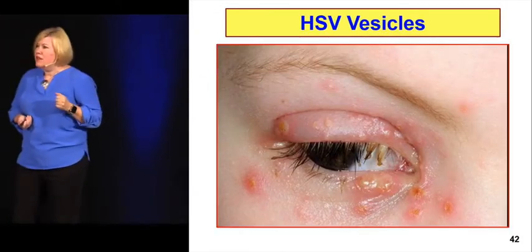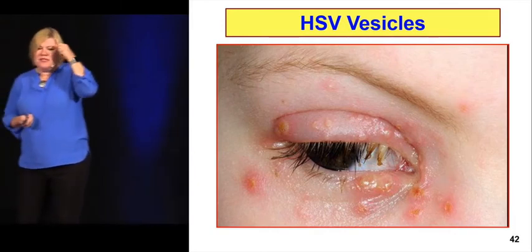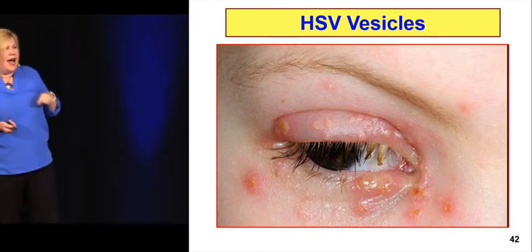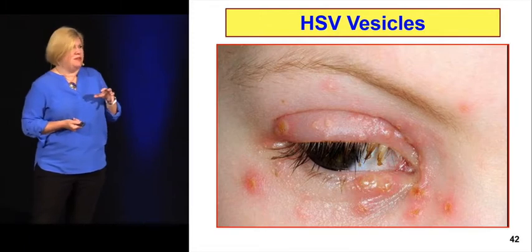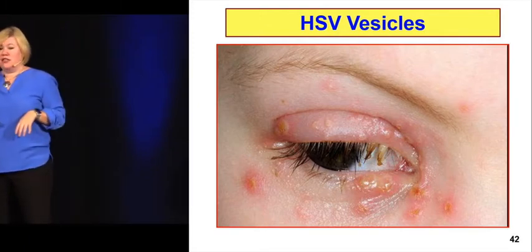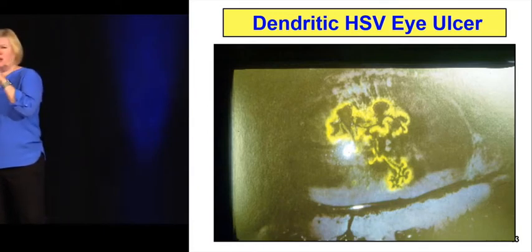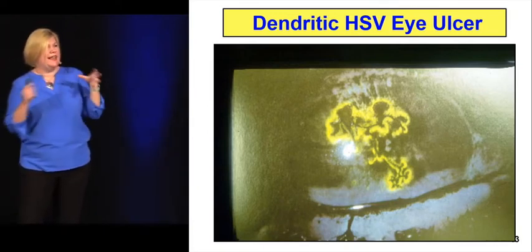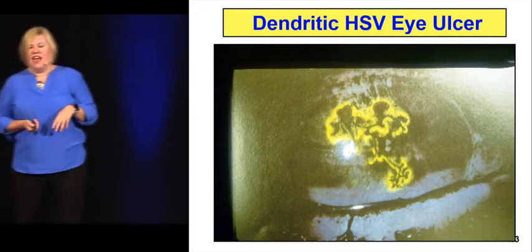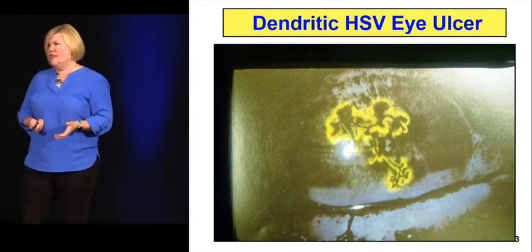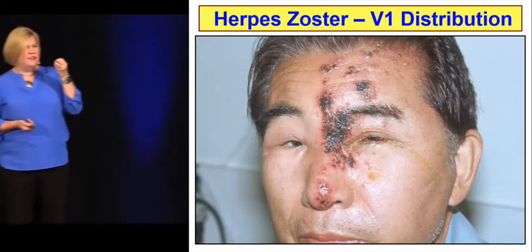Now here's herpes simplex. You see those little herpes simplex vesicles around the eye. This is more typical for simplex versus zoster, which looks a little bit different than this. You see that dendritic eye ulcer, that picture of the fluorescein stain where it looks that classic tree-like pattern. And then here's somebody who's got zoster in that V1 distribution, those crusted vesicles.